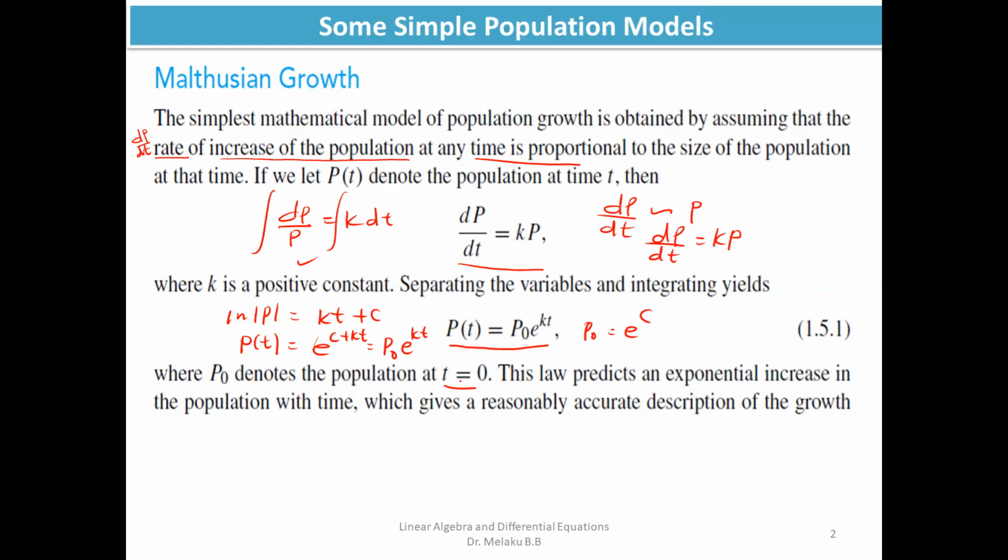This law predicts an exponential increase of the population with time, because this one is exponential, as you can see. When t increases, the population also increases. So this law predicts an exponential increase in the population with time, which gives a reasonably accurate description of the growth.